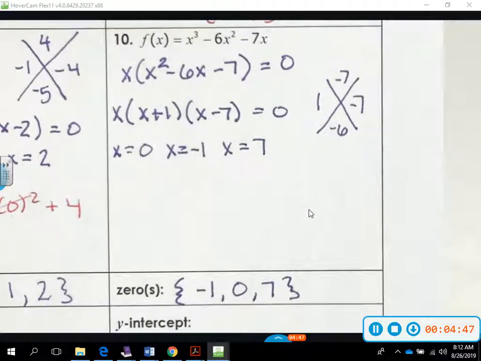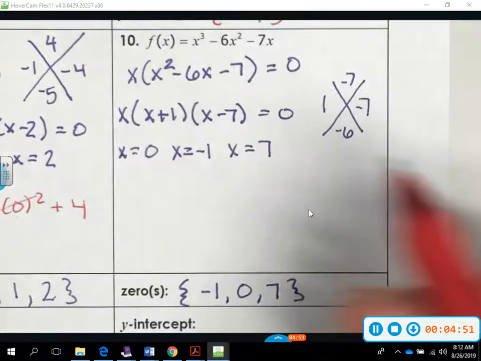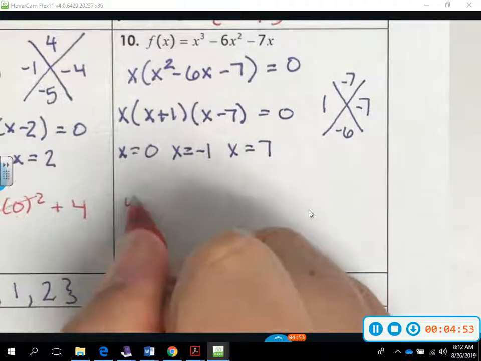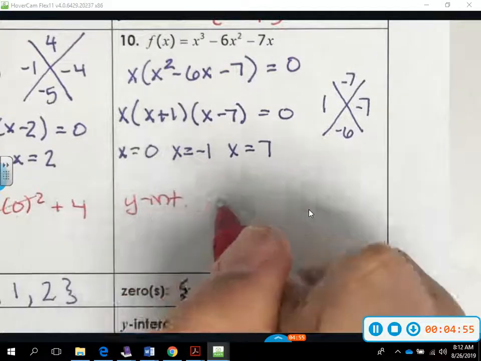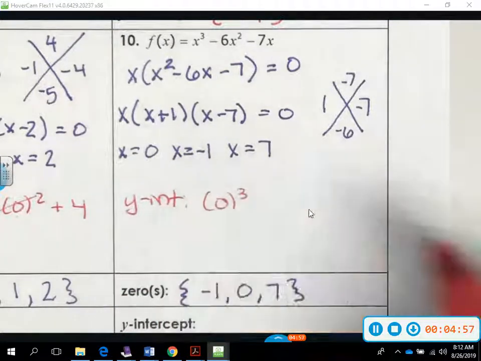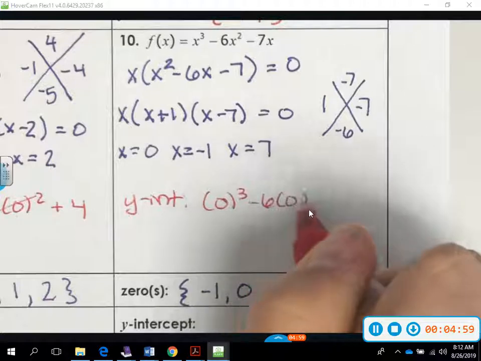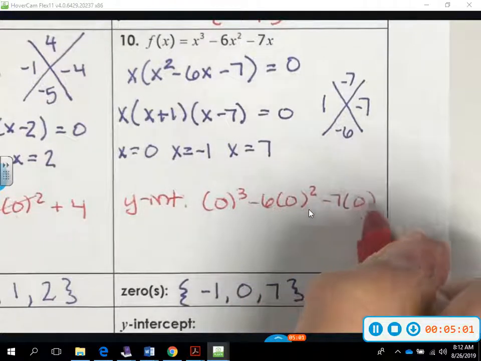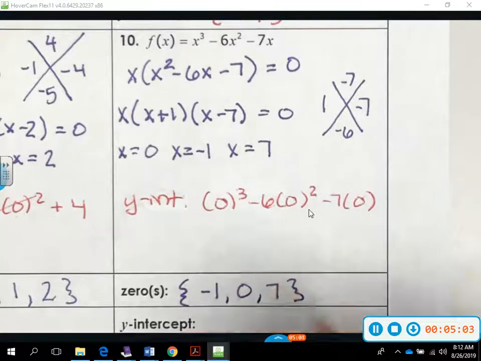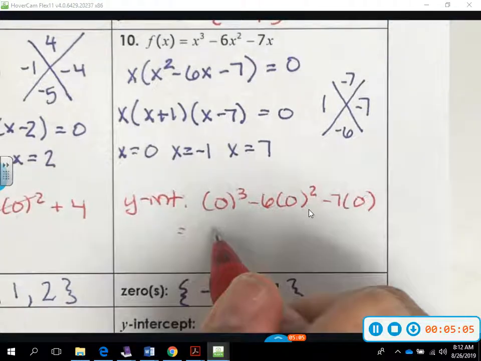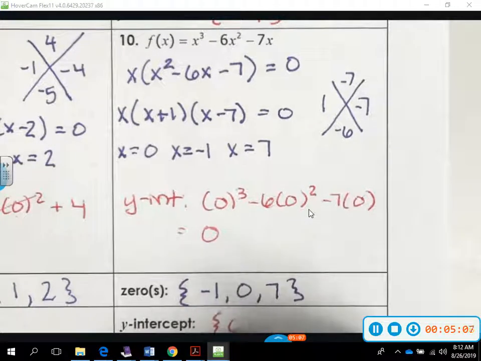Now do your y-intercept. Set x equal to 0. So this would be 0 to the 3rd power minus 6 times 0 squared minus 7 times 0. What is this going to equal? 0. Yup. So my y-intercept is 0.